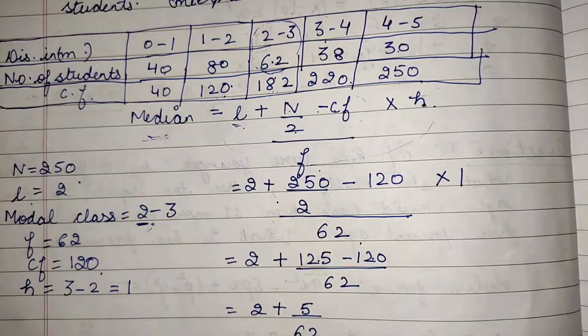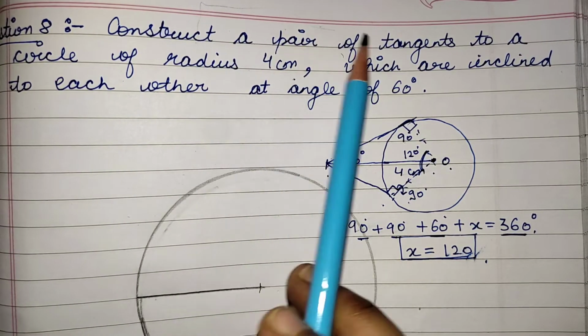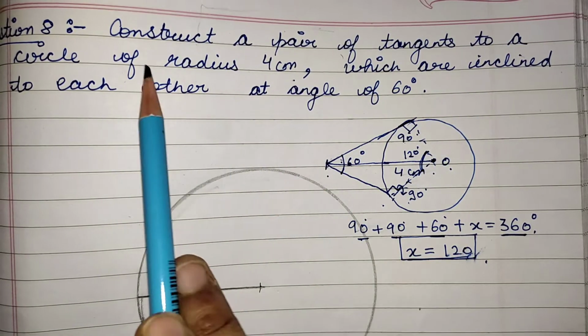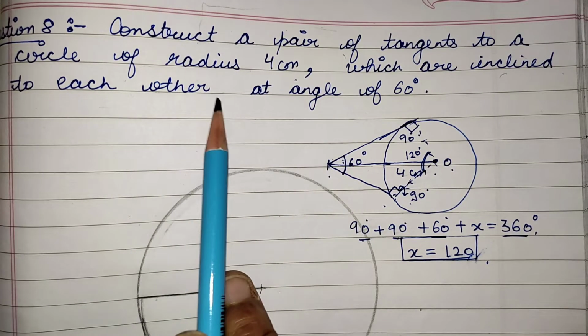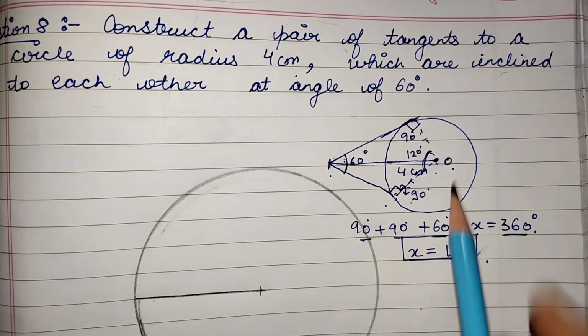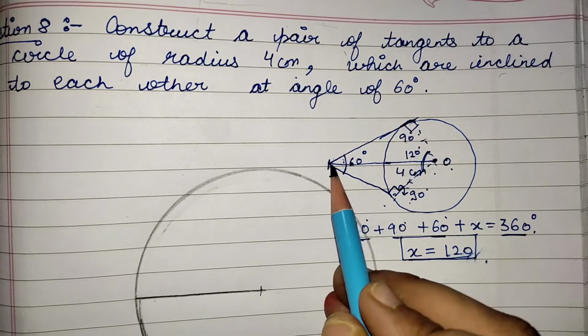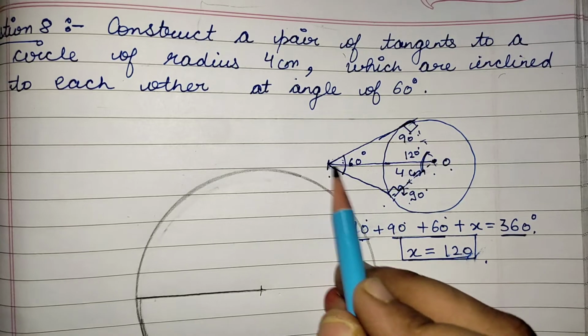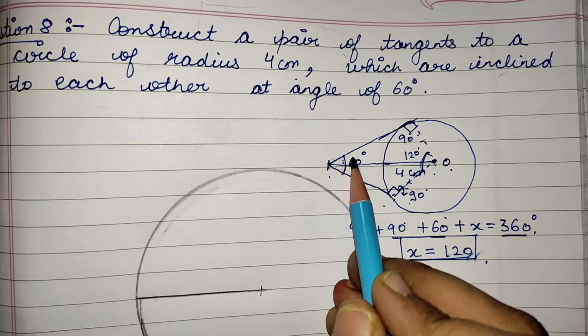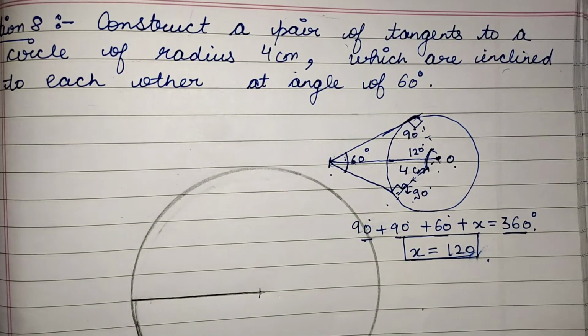Okay, so question number 8 says: construct a pair of tangents to a circle of radius 4 cm which are inclined to each other at an angle of 60 degrees. So this is a circle whose radius is given to us as 4 cm, and we have to draw two tangents which are inclined to each other at an angle of 60 degrees.